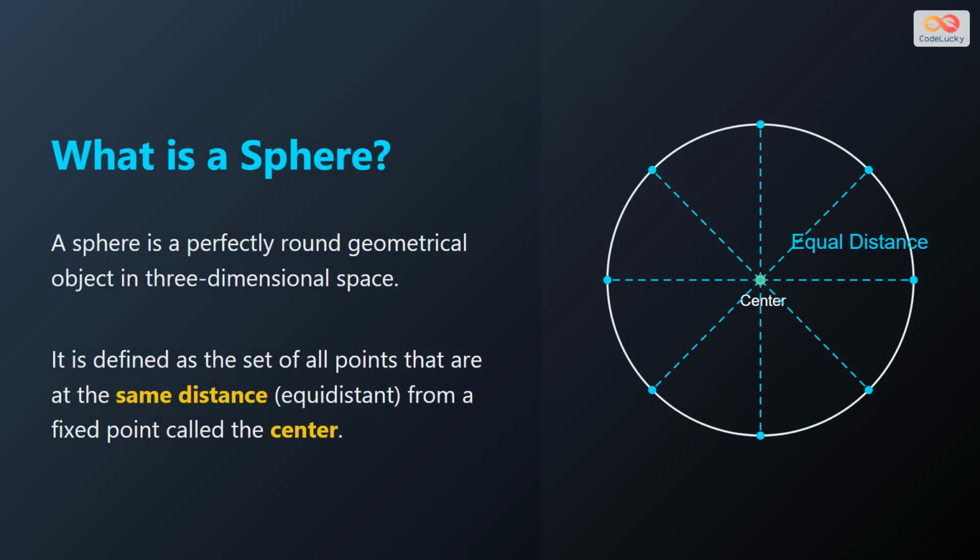In geometry, a sphere is a perfectly round object in three-dimensional space. The formal definition is simple yet powerful. It is the set of all points that are exactly the same distance from a fixed point. This fixed point is called the center.